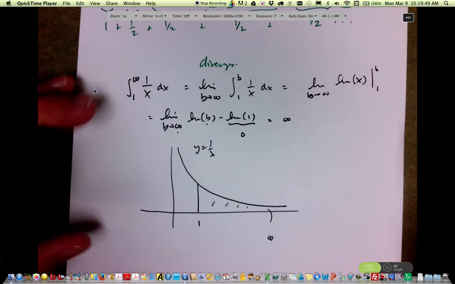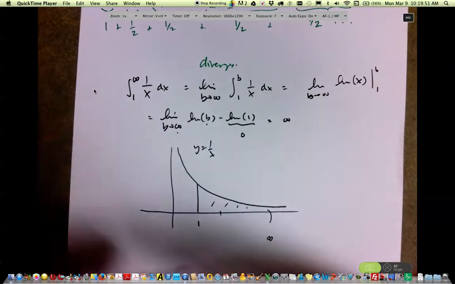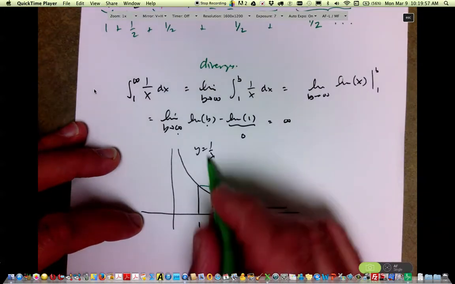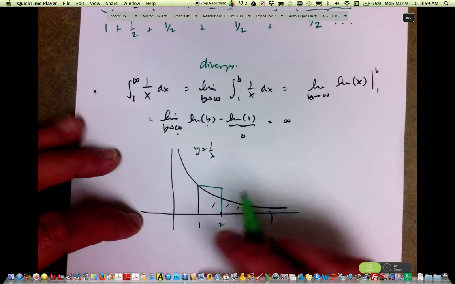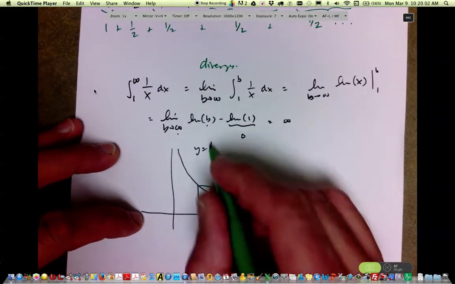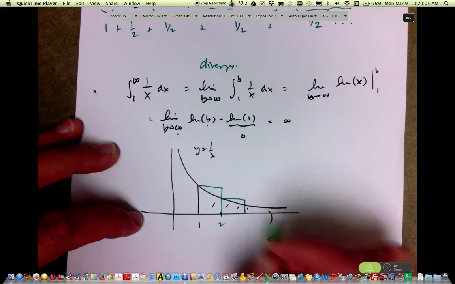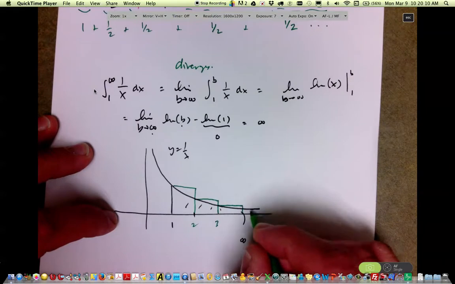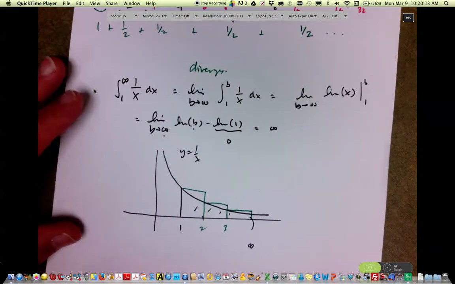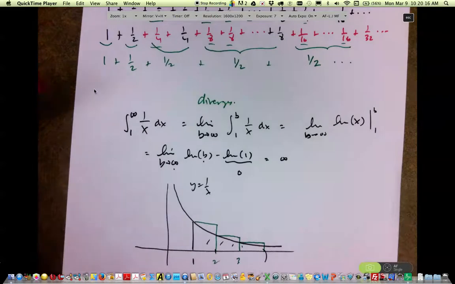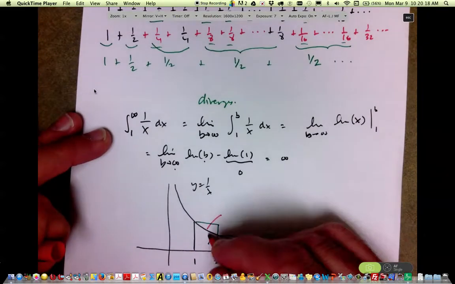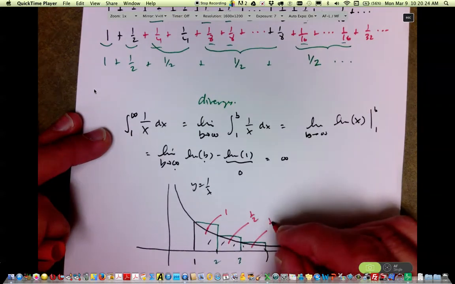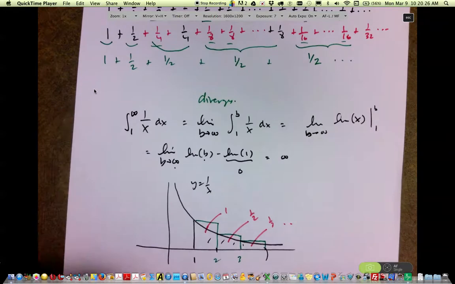If I draw a rectangle here that goes from 1 to 2, the height of this rectangle is going to be what I get when I plug 1 in here. And then if I plug in 2, this function takes on the value of a half. So we're going to end up with a rectangle that looks like that. And then when x is equal to 3, we'll get a rectangle that looks like this, and so on. If you think about what each of these terms represents in the series, the area of this rectangle is 1, the area of this rectangle is a half, the area of this one is a third, and I can continue to do that on and on and on.